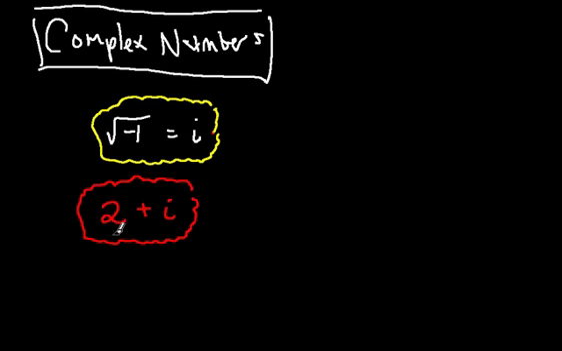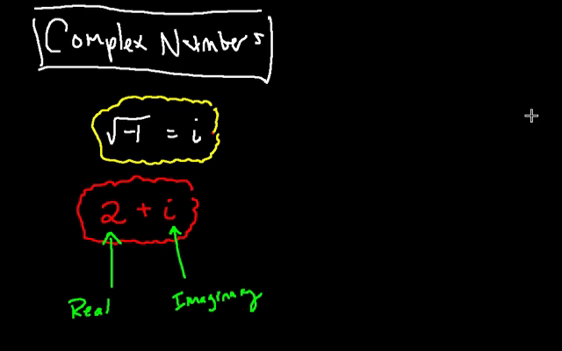Complex numbers have two parts. They have one part or term that's real. A real number could be a positive or negative whole number. It could be an integer, irrational, or rational number. And then we have the imaginary part. So when you add real and imaginary numbers, you get complex numbers.